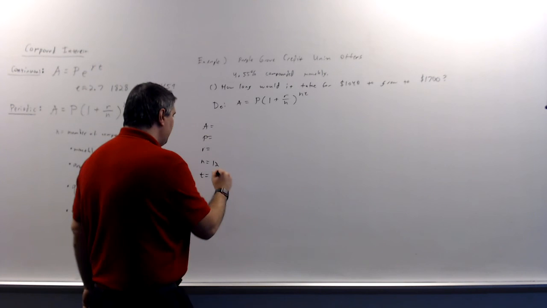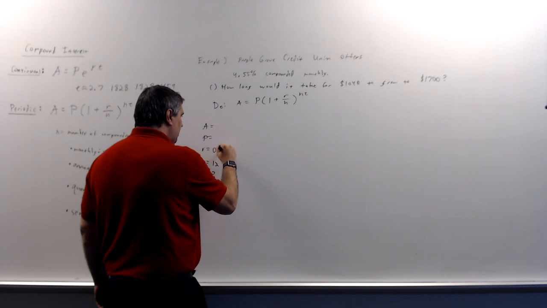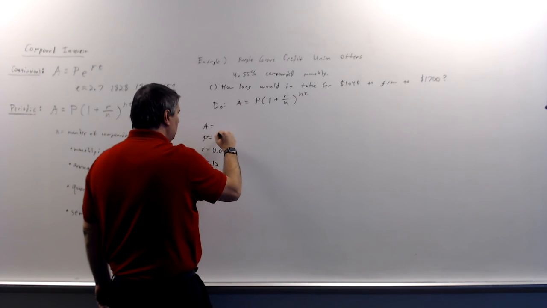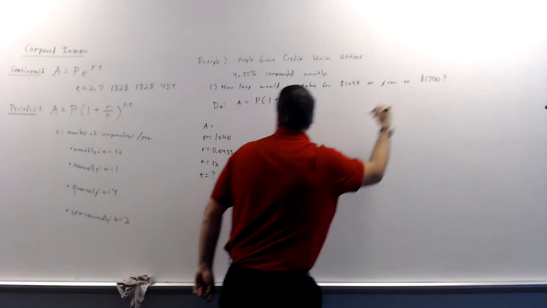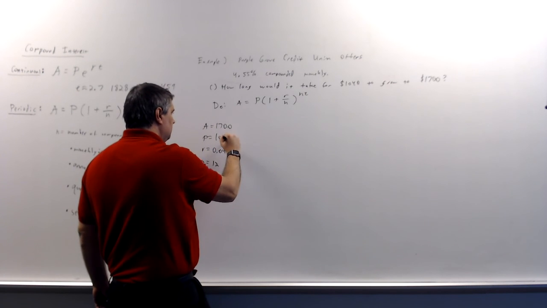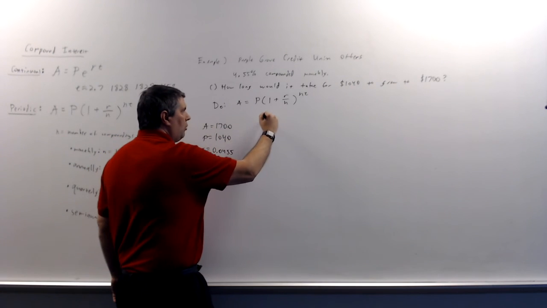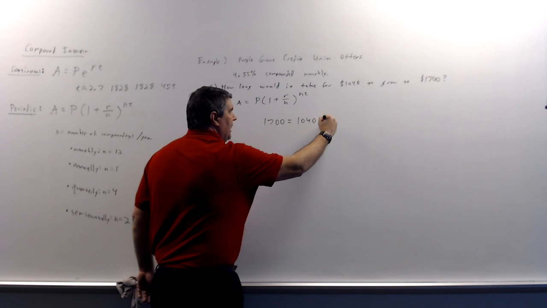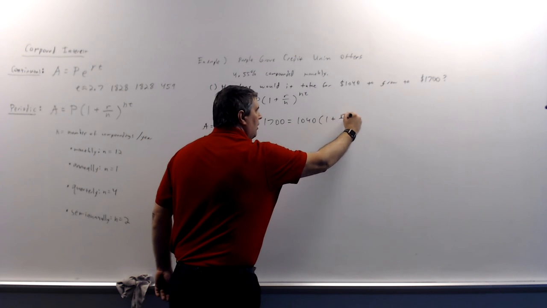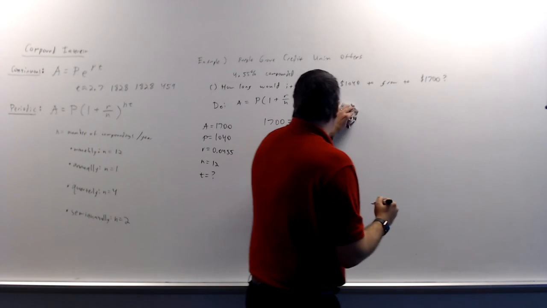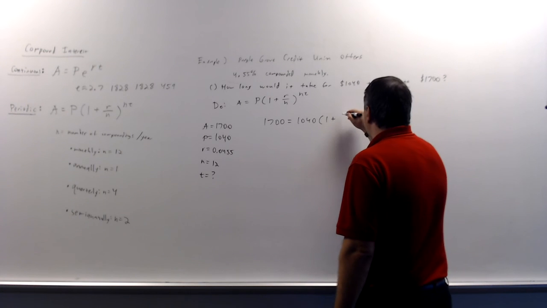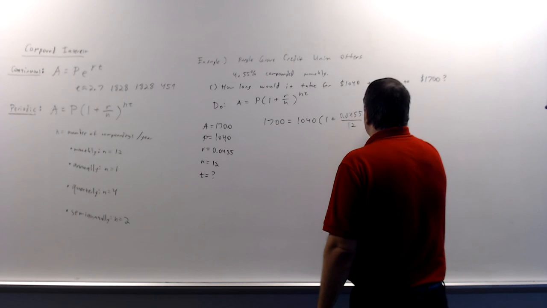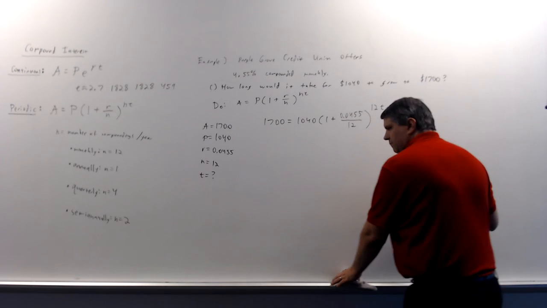Okay, we don't know the time. That's the question. The rate is still 0.0455, and that's what we're starting with, and that's what we hope to end with. Okay, so I want to know how long will it take for 1700 to equal 1040 times 1 plus r over n. Sorry, I'm going to replace those values with their appropriate numbers. 0.0455 over 12 to the 12t power.